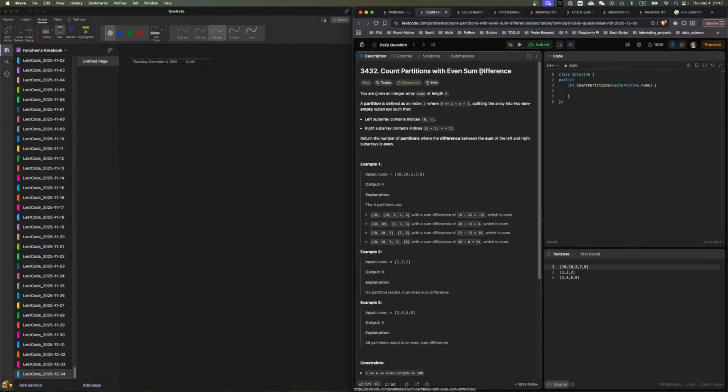Partitions with even sum differences. We are given nums of length n. A partition is defined as index i, which splits an array into two non-empty subarrays such that the left subarray is this and the right is this. Return the number of partitions where the difference between the sum of the left and the right subarray is even. Okay, so we're just going to add up into here, and then we do this.